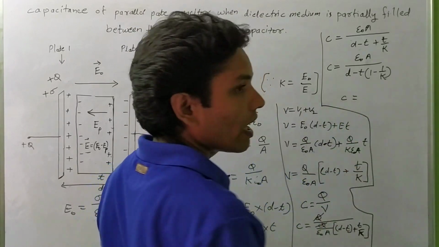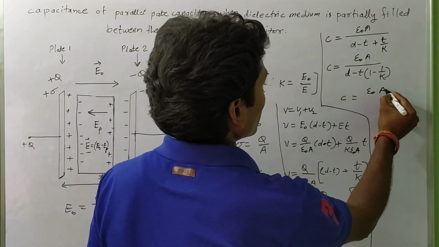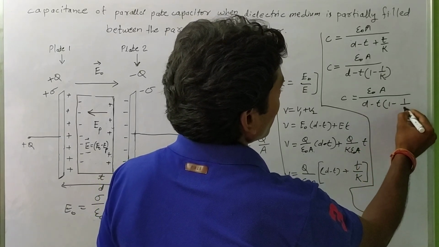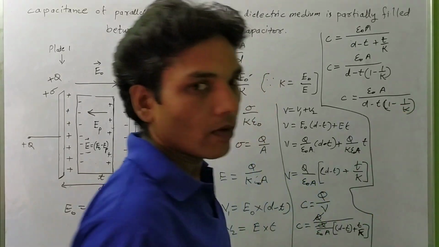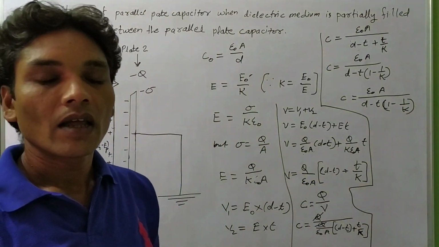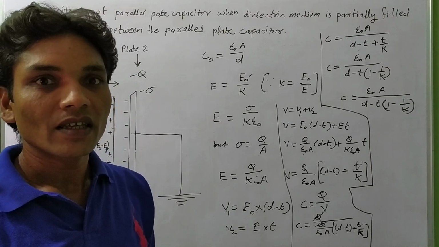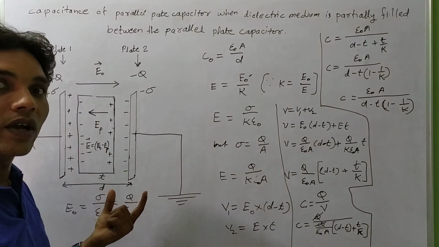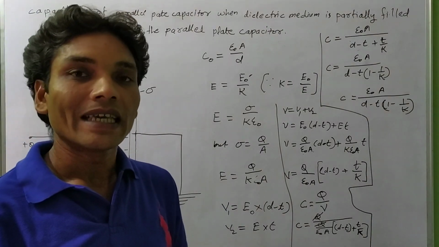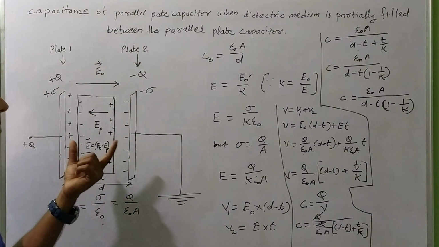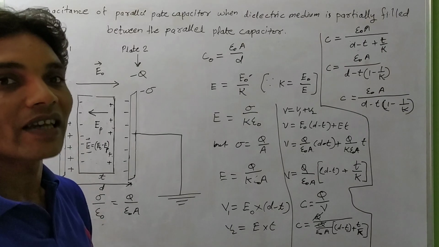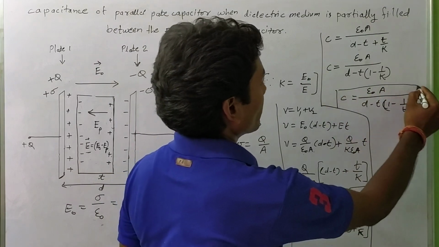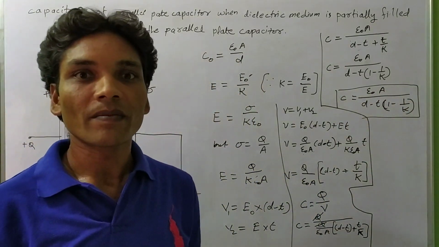This is the formula of the capacitance of a parallel plate capacitor when a dielectric material of thickness t is placed between the two plates, or the dielectric slab is kept between the two plates of the parallel plate capacitor. Then the capacitance of the capacitor will be given by this equation. Okay, understood? Okay, thanks.